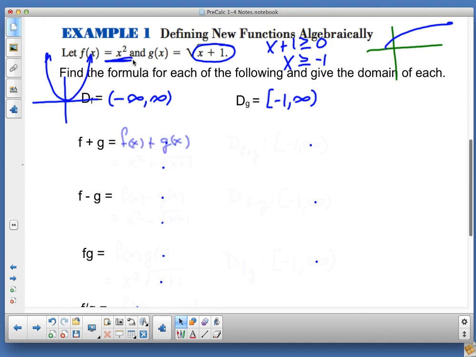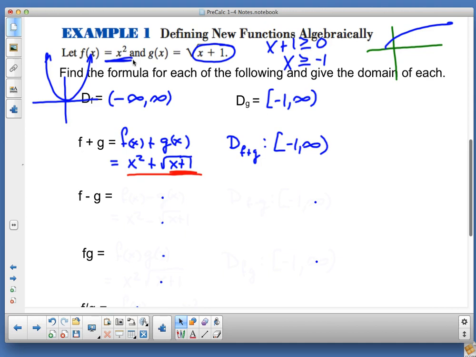So f plus g: I've got f, x squared, and I've got g, square root of x plus 1. So I put those in, and it's just that straight up: x squared plus the square root of x plus 1. Now, x squared is negative infinity to infinity. But if I have this together, this one drives my issues, right? Because it can only be from negative 1 to infinity. So if I'm asking for the domain of f and g put together, if I'm adding, it is from negative 1, including negative 1, to infinity. Does that make sense?